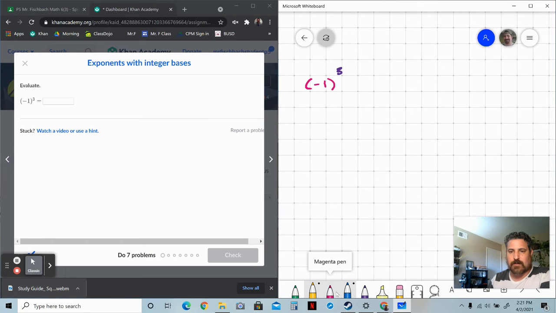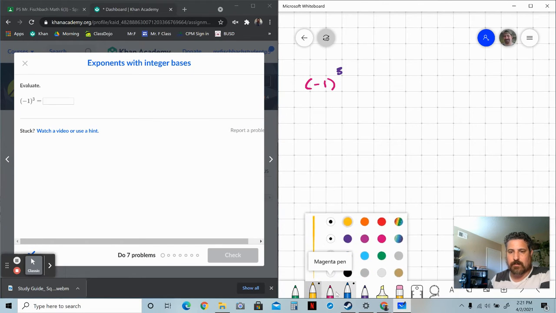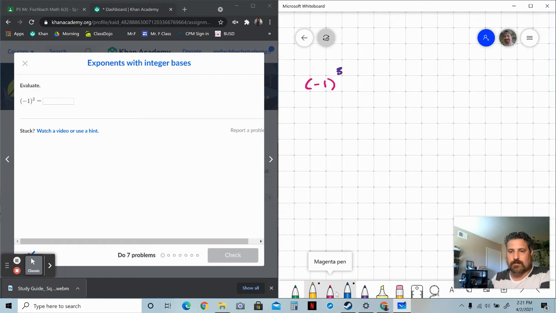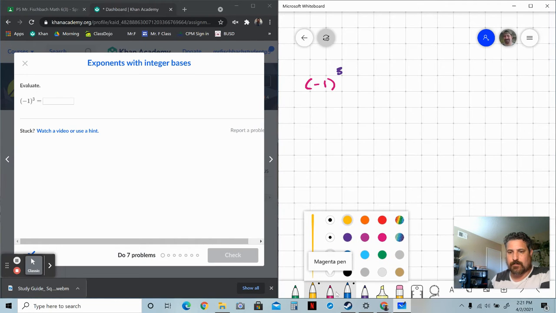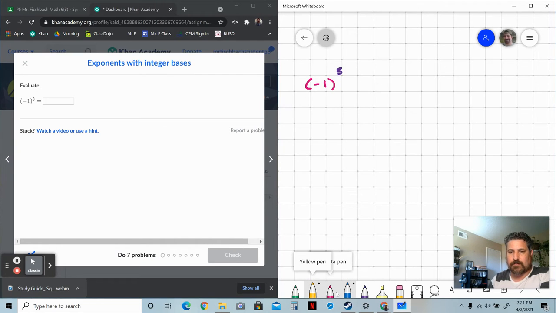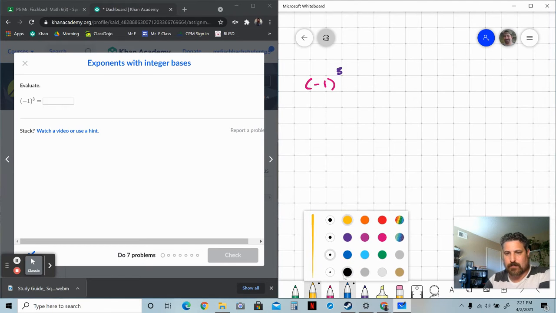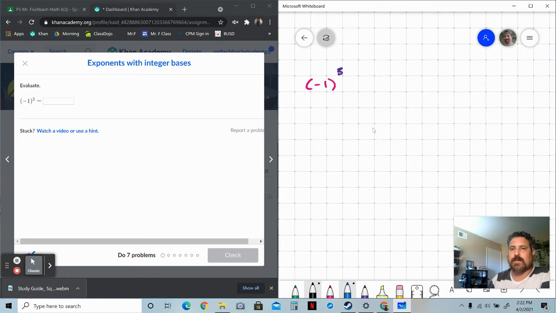Let me just get black here. There we go. It's not letting me select it. There we go. All right, so anyways, -1 to the third.